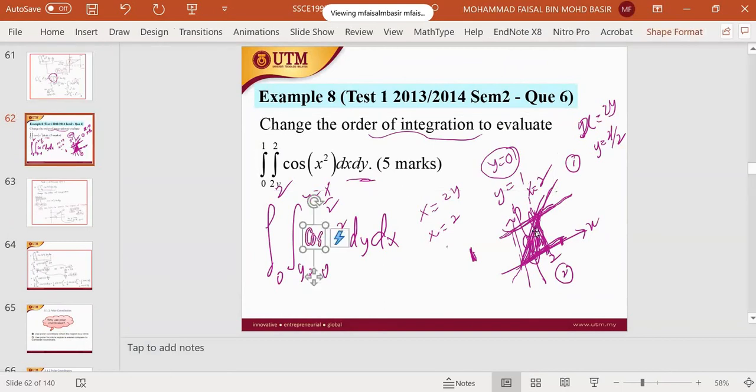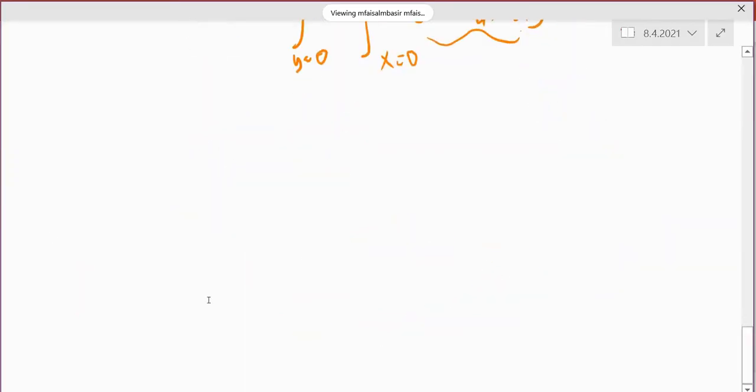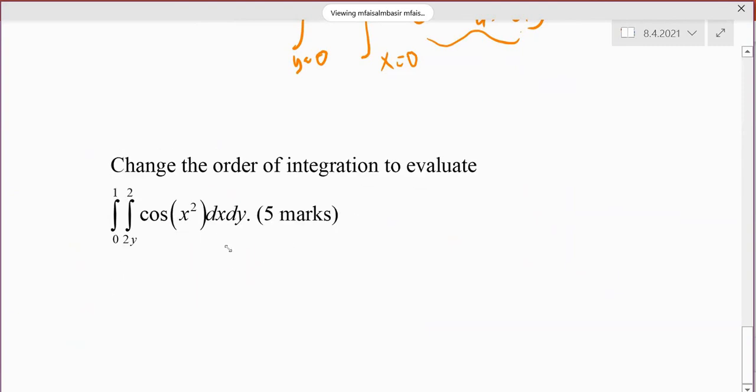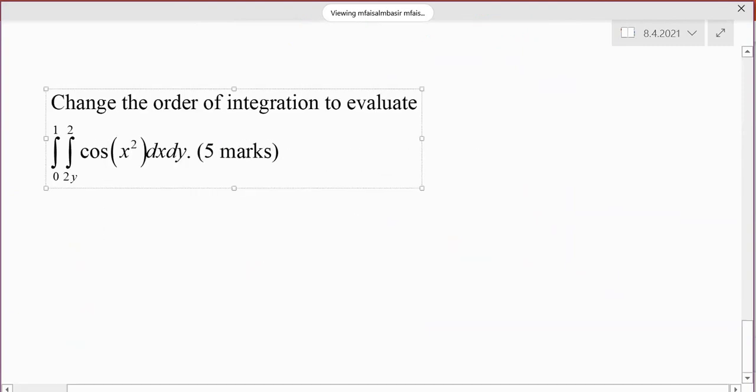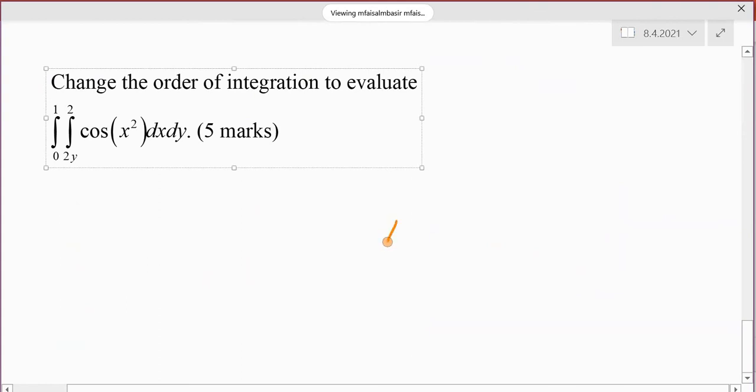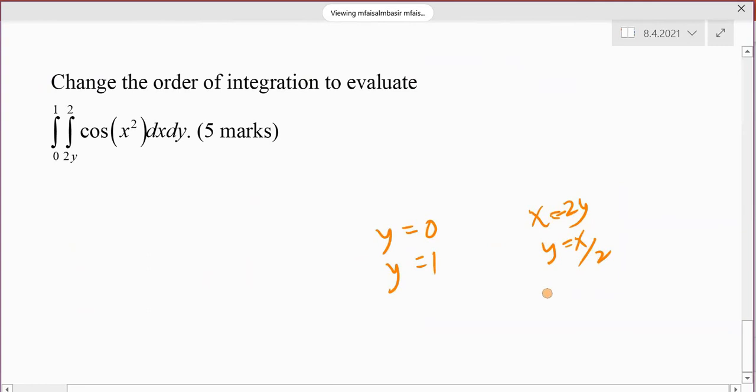Okay, we see this example. Change the order of integration. So this is type 2, they want type 1. So x is 0, x equals to 1, y equals to, sorry, y equals to 0, and y equals to 1 from the question. Your x is from y, or y equals to x over 2. And you have x equals to 2.